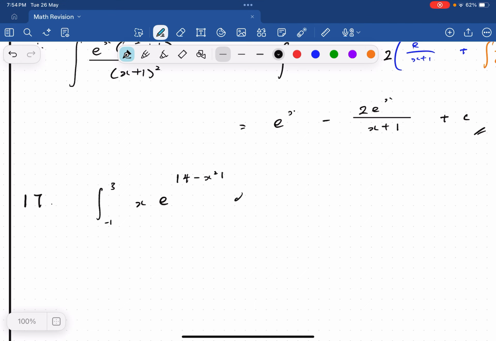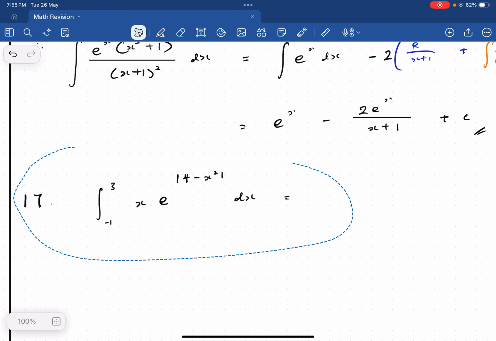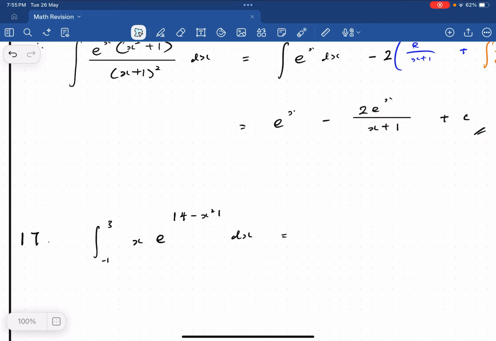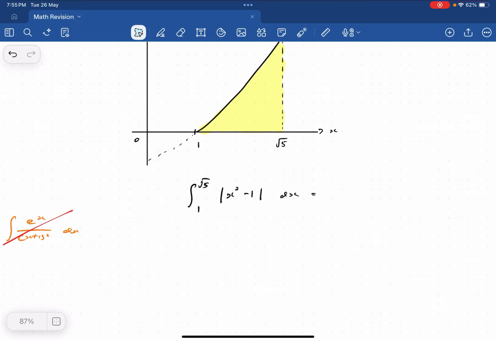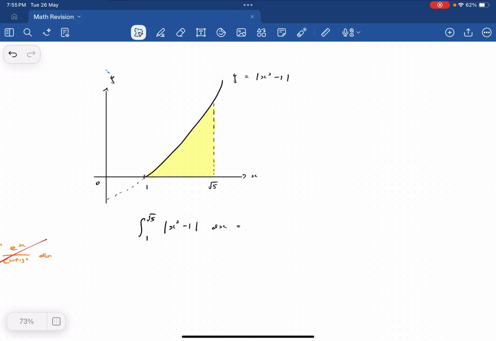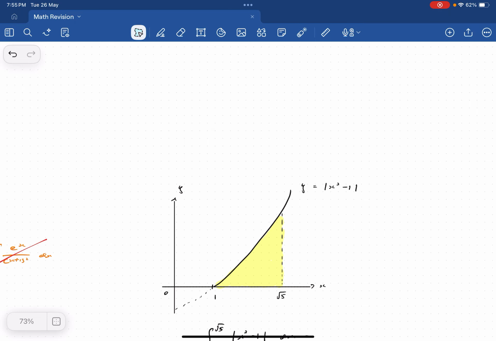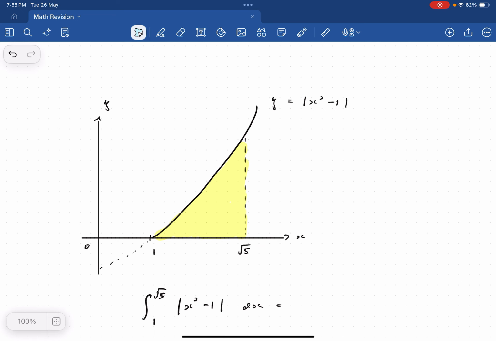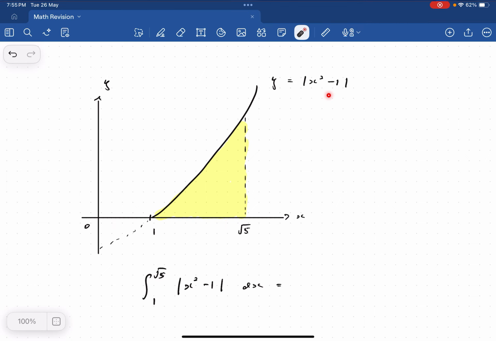So this is the first time that I have shown you integration of modulus functions in this series of 20 integrals. And before I go on to the question proper, I am going to show you a brief introduction to how to handle integration of modulus functions. Okay, so I'm going to move this to the side a bit. Let's say I want to integrate a very simple modulus function like y equals mod x squared minus 1. And let's say I just want to find the area from root 5 to 1.